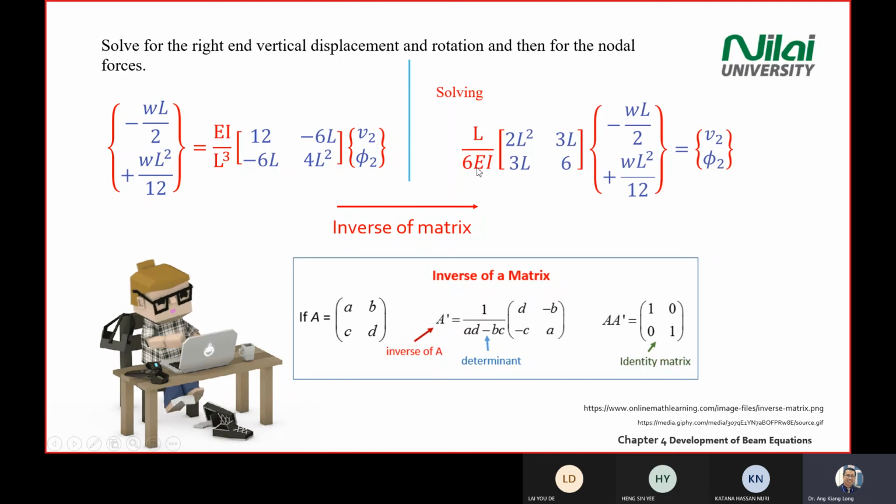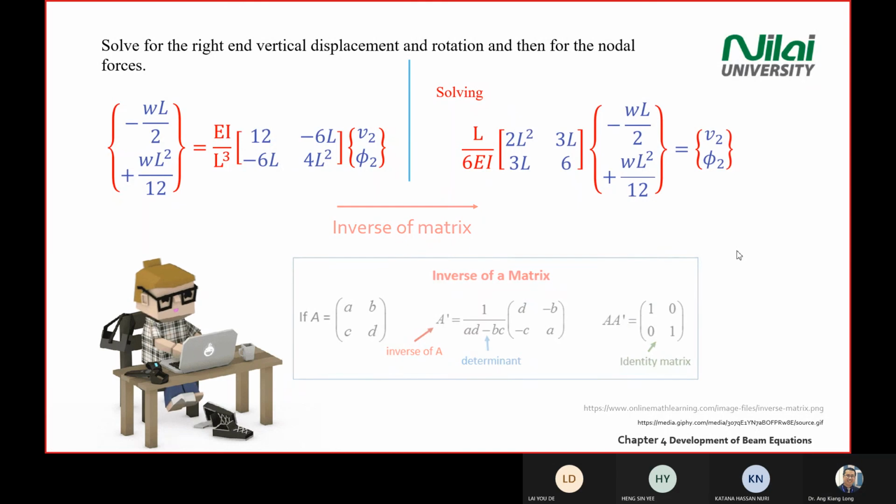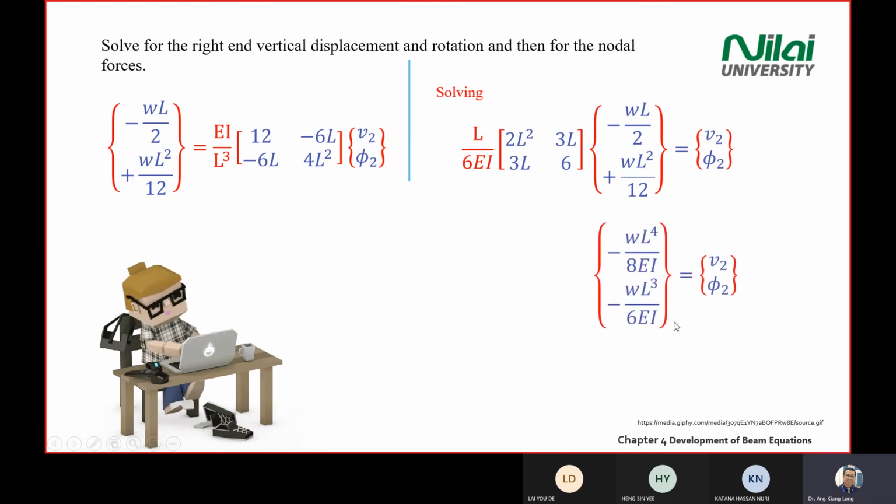If you solve using an inverse matrix, this one, EI divided by L cube, this matrix, you move to the left. After you solve for the inverse matrix, you will get L divided by 6EI, 2L squared, 3L, 6 times the term you have in the force component. Then you only have 2 equations there. You solve for displacement 2 and rotation 2. All right. So you have these two.